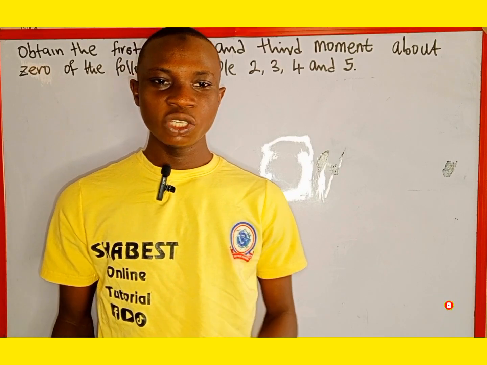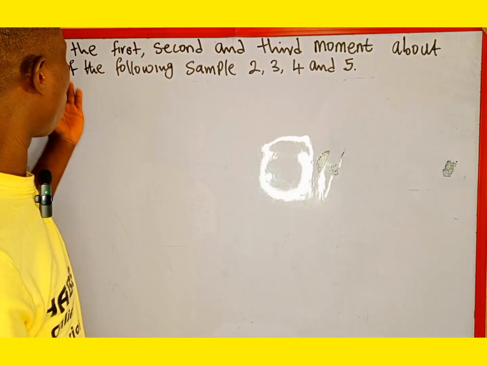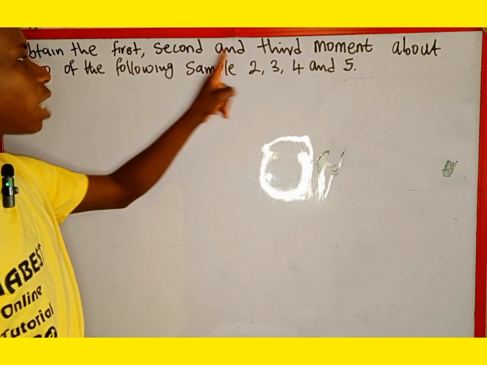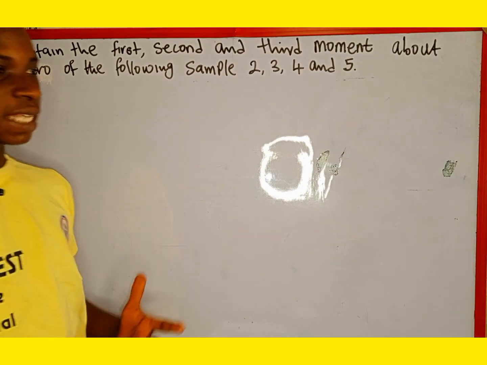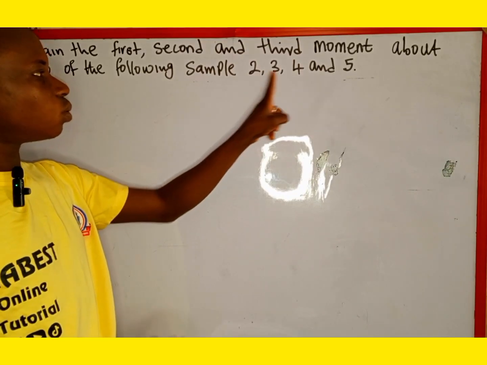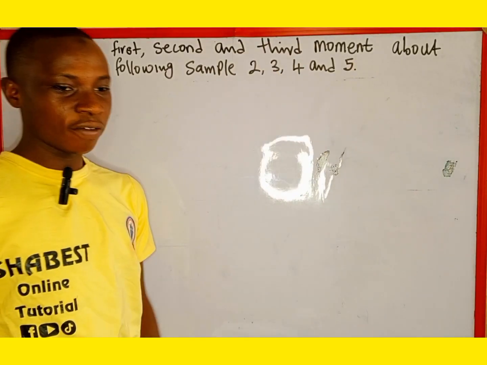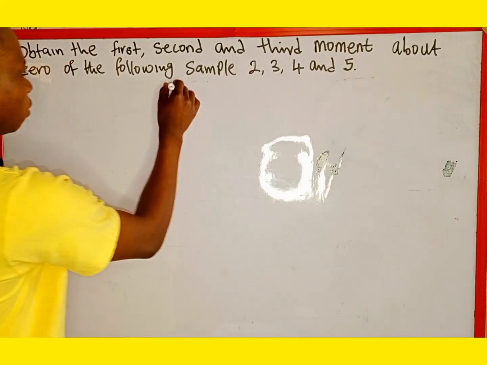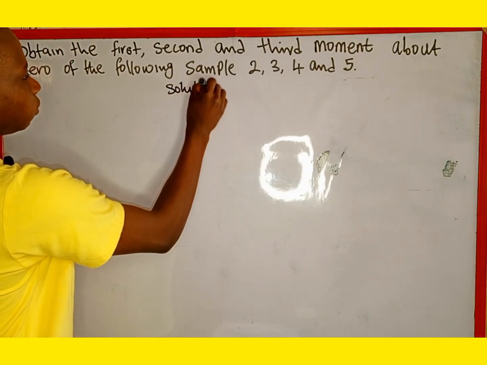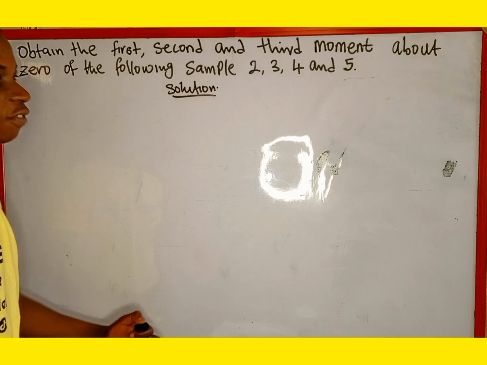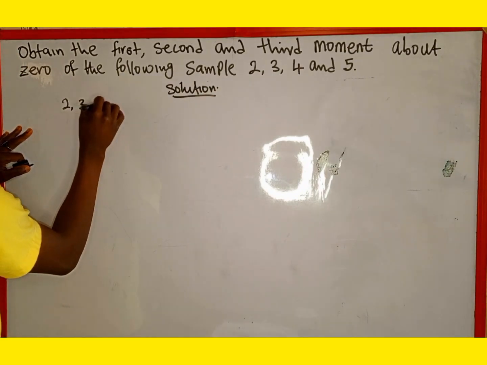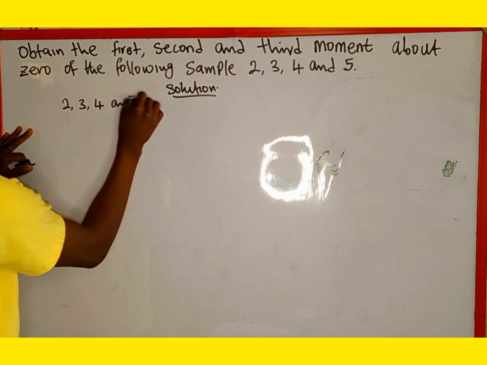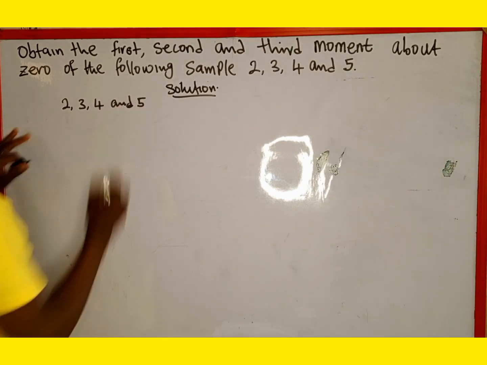So the question on the board reads: obtain the first, second, and third moment about zero of the following sample of data. And the data are 2, 3, 4, and 5. So let's get started. Solution. The data given from the question are 2, 3, 4, and 5. This is a sample of 4 data.